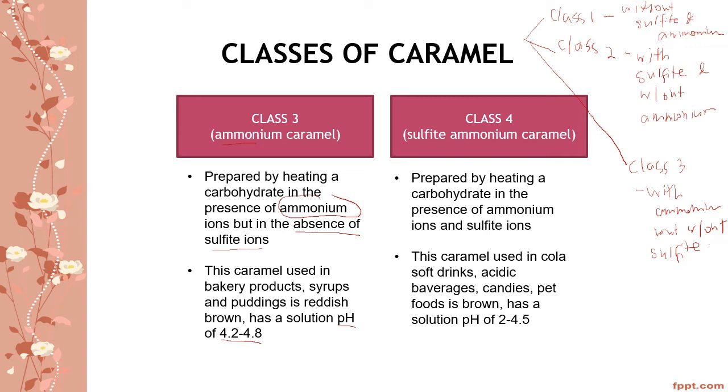So it is sulfide ammonium caramel. It can be prepared by heating a carbohydrate in the presence of both ammonium ions and sulfide ions. So you have here class 4 with ammonium and sulfide. Okay, this caramel is used in cola, soft drinks, acidic beverages, candies, pet food, and also has a solution pH of 2 to 4.5. This pH depends on how many percent of ammonium and how many percent of sulfite ion are used in the preparation of the caramel.